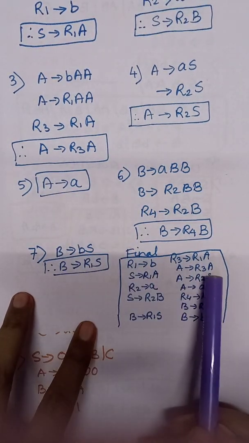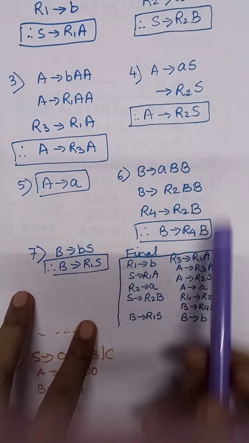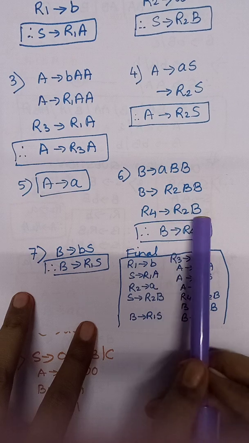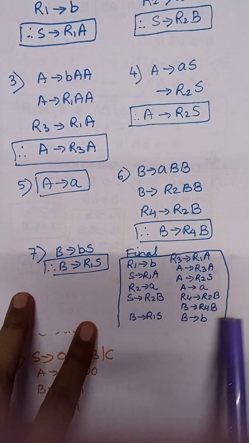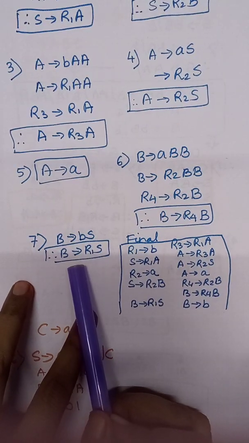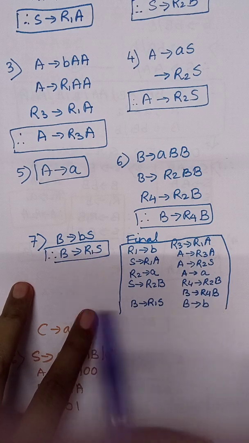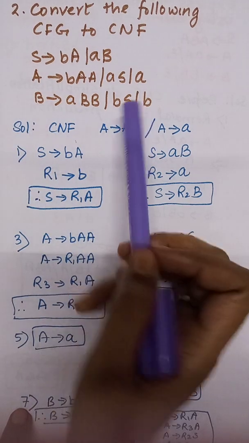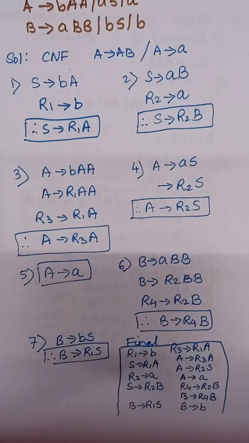A is producing R3A. A is producing R2S. A is producing A. R4 is producing R2B. B is producing R4B. And B is producing R1 and S. And at the end, from your given question, B is producing B, which is already in CNF form. That is also we have to add.